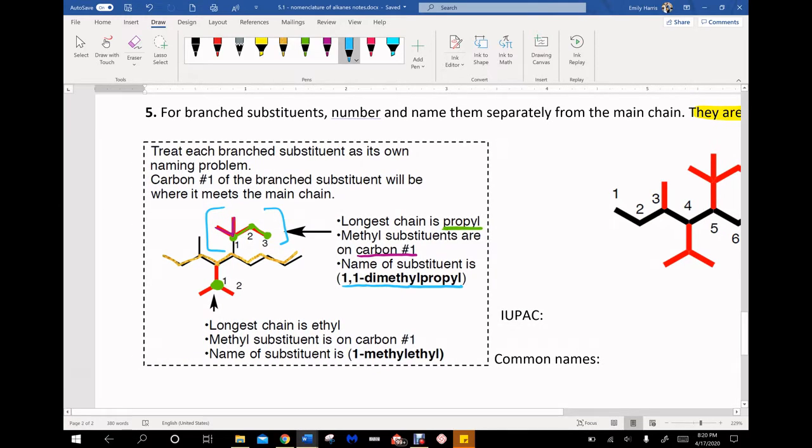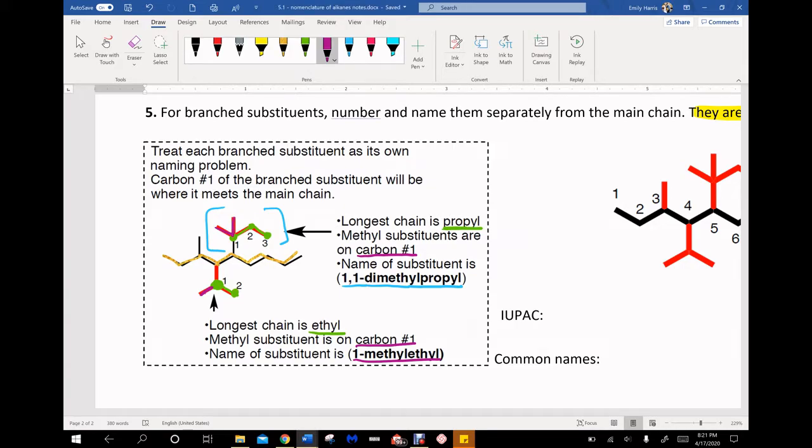All right, let's take a look at this other one down here. For this one, the longest chain connected to that attached first carbon is 2 carbons long, which makes it ethyl. Then you have 1 methyl group attached on carbon 1. So this will be called 1-methyl-ethyl. You have 1 methyl group attached to the first carbon of that ethyl substituent.